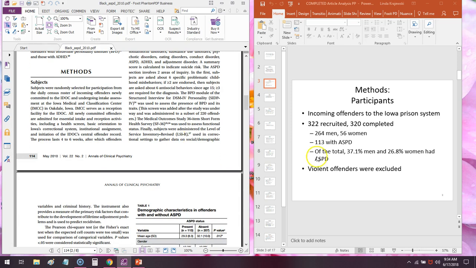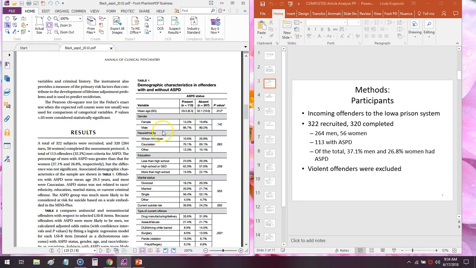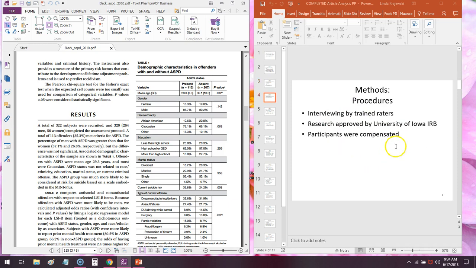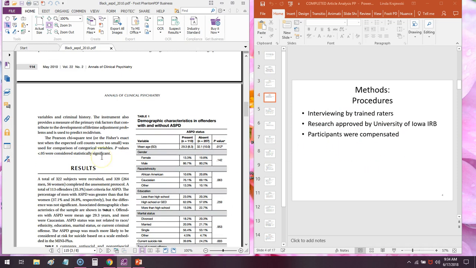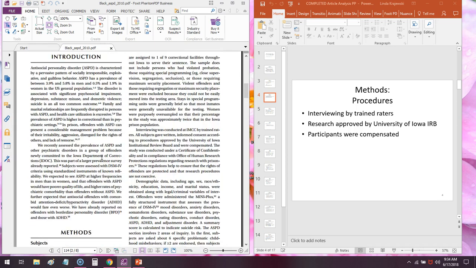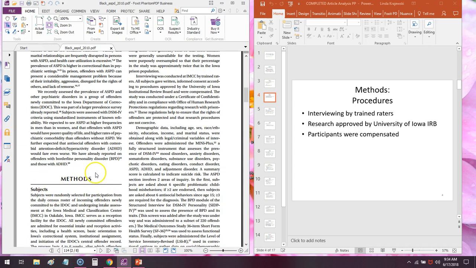So if you go through that, you can find that information that helps fill in good information about your participants. The next part we're going to look at is the procedures. How did they get this data? How did this happen? And so this is just in the general methods section.